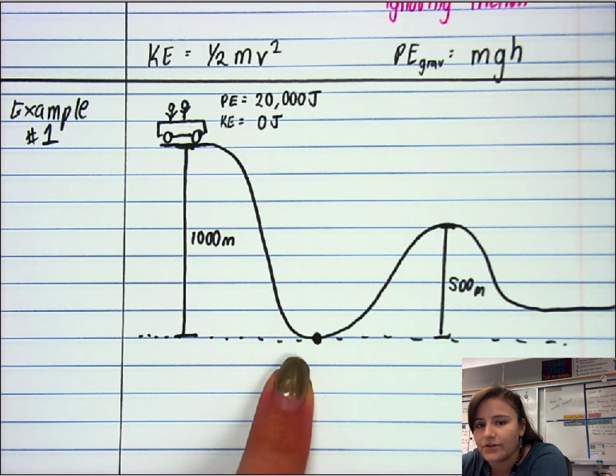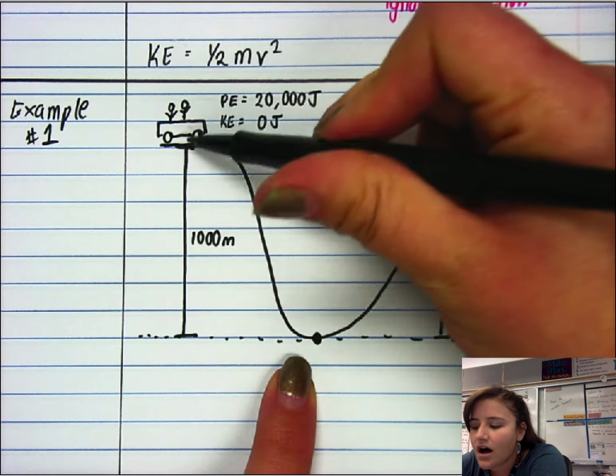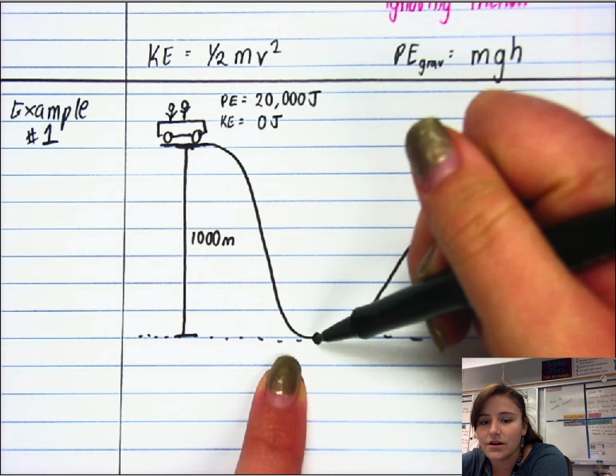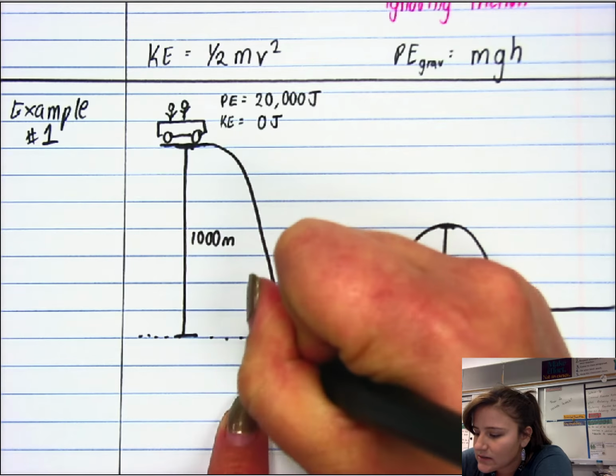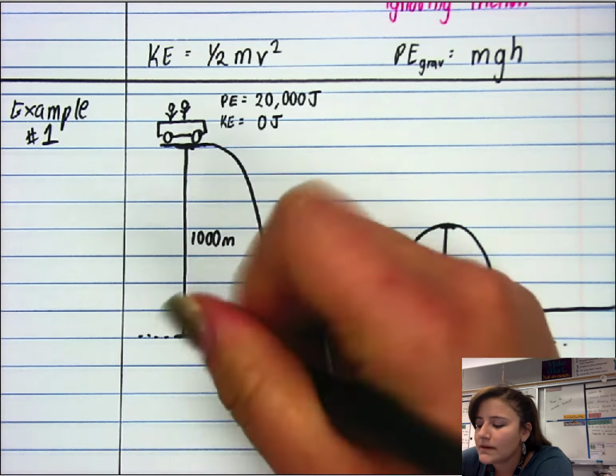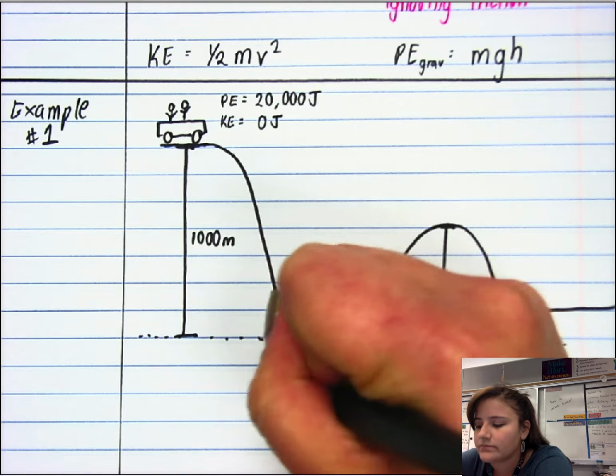At the bottom of the ramp, all of a sudden, all of that potential energy has been converted to kinetic energy, okay? It no longer has any height. So the potential energy is now 0 joules. But what's its kinetic energy?